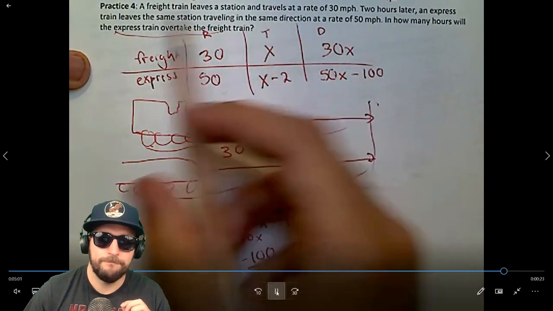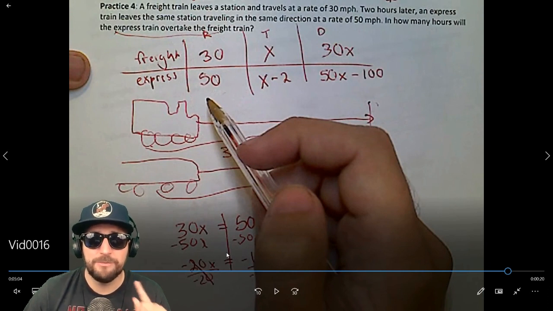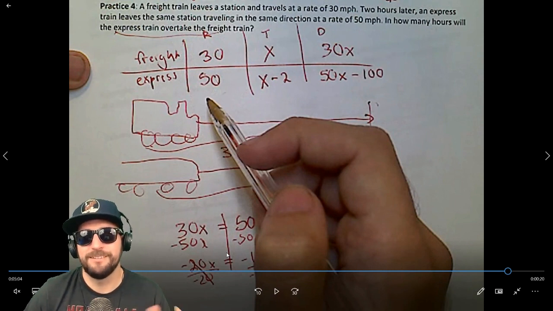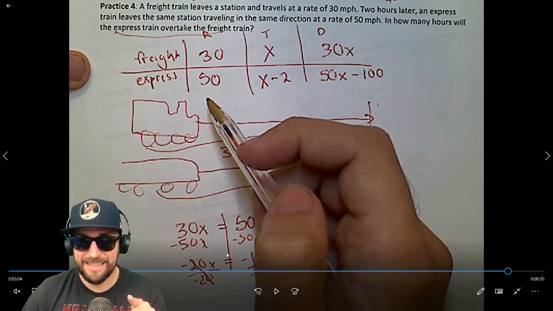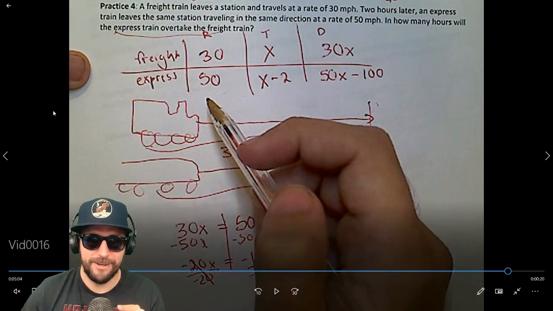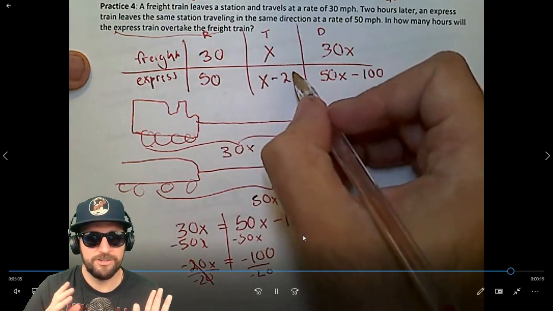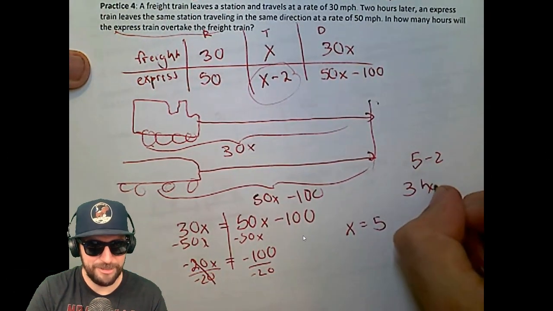I'm going to pause it right here. Is he doing it? He's going to do it. Okay. So the question is, in how many hours will the express train overtake the freight train? Semantics. So I read that as how long will it take the express train to overtake the freight train? So I read that as it is asking me for how long has the express train been traveling. So I got to look at the express train's time. So it only took the express train 3 hours. 5 minus 2, 3 hours to do this.